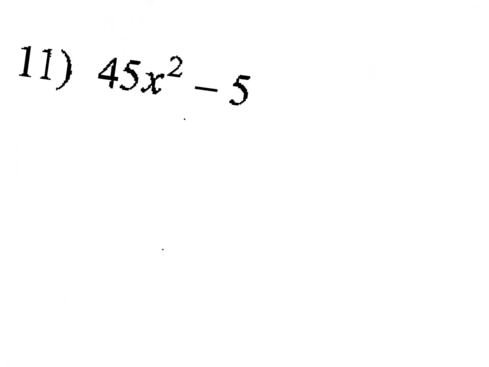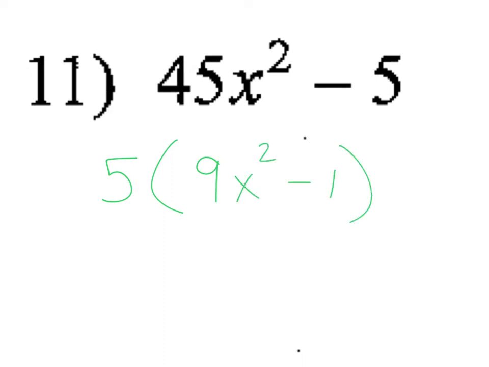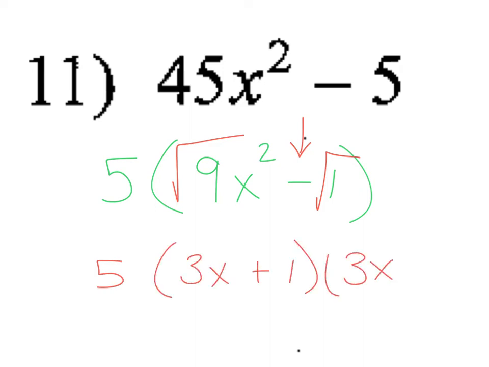All right, number 11. First thing we're doing, GCF. So you should have pulled out a 5 to start with. Okay, so when you do that, you're going to get 9x squared minus 1. Now, you should be recognizing that this is a difference of squares. Can you square root? Do you have a negative, and can you square root? So the 5 stays on the outside, 3x plus 1, and 3x minus 1 for your difference of squares.